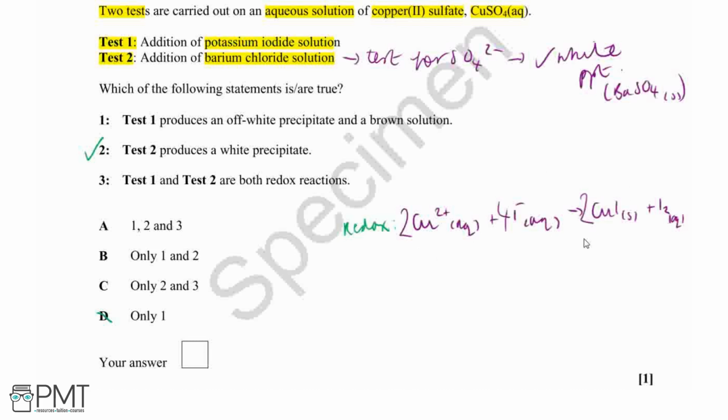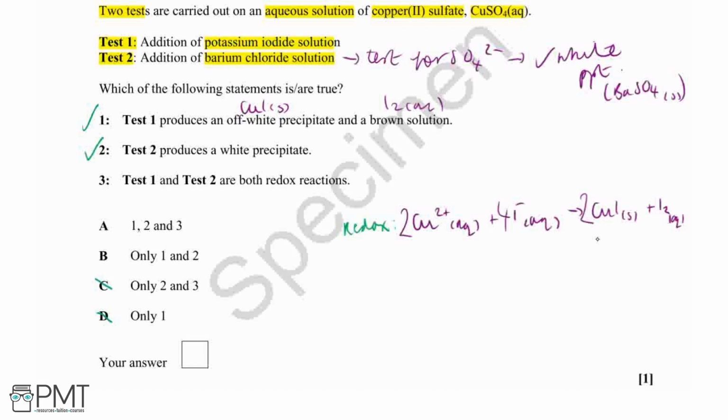And colour-wise, this is producing an off-white precipitate, so that's our copper iodide. And then the brown solution is the iodine solution. So that means that statement 1 is also correct. So now we can eliminate option C.